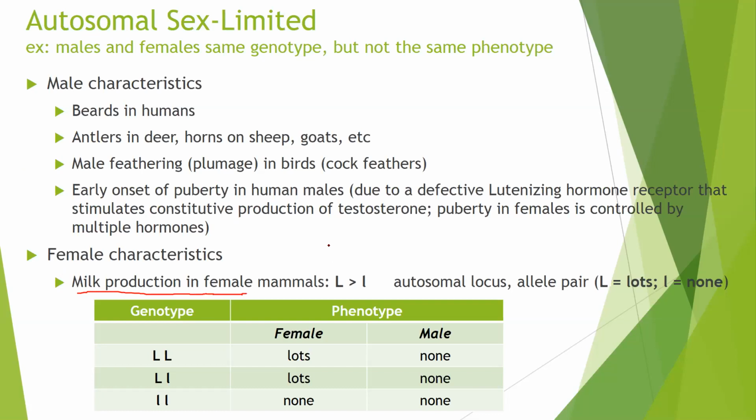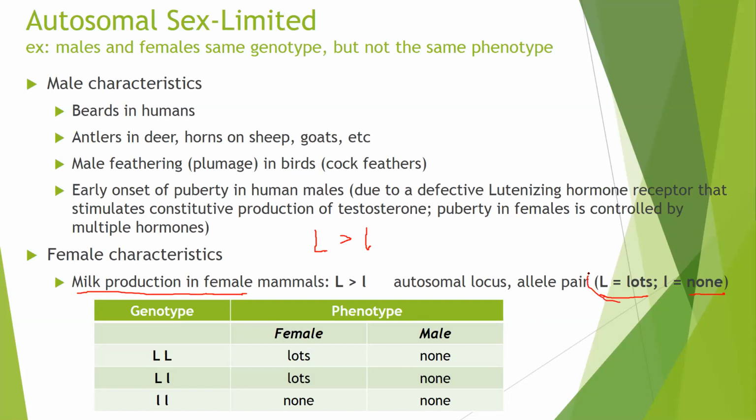There is one gene, two alleles. This gene is located on an autosome, not the X or Y chromosome, and the capital L is dominant to the little l. So the capital L will give the lots-of-milk phenotype, but the little l gives a cow a non-milk phenotype.